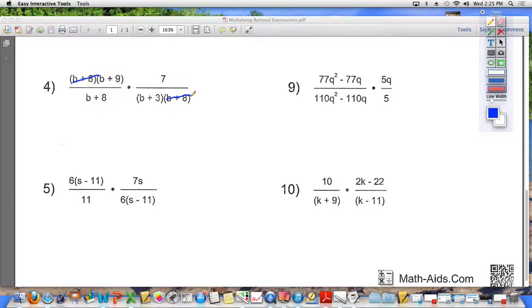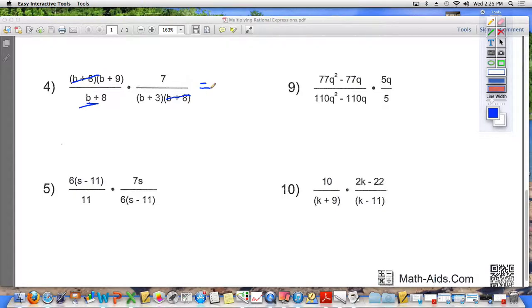What about that other B plus 8? You can't cancel it out. It's one for one. You can cancel out one on the numerator with one on the denominator, not one and two. By the way, I didn't have to cancel out that B plus 8; I could have canceled out that one instead. It doesn't matter.